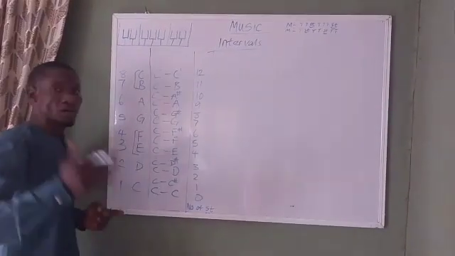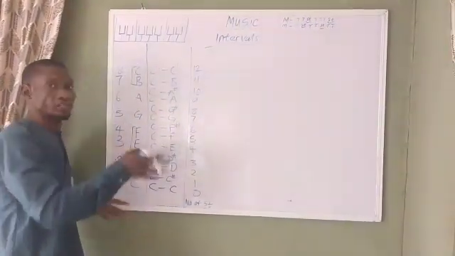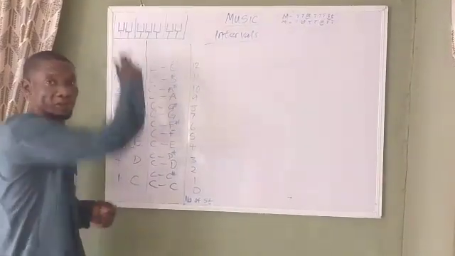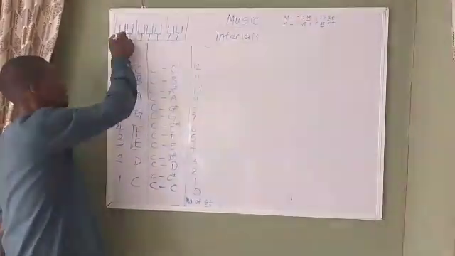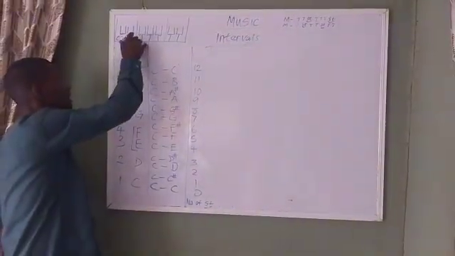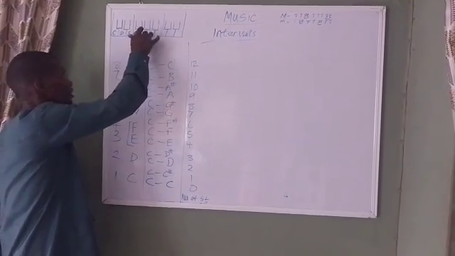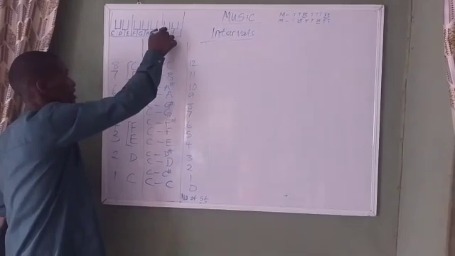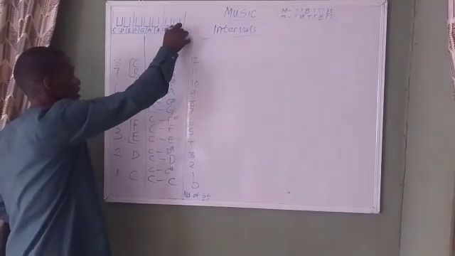Okay, now a quick reminder. Let me quickly refresh your mind on the keyboard because I'm going to be making reference to the keyboard. Now remember that this is C and this is D, this is E, this is F, this is G, this is A, this is B, this is C again, D and E in ranks.